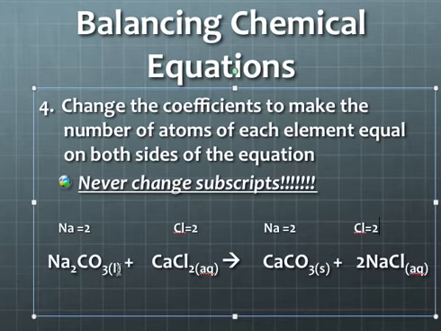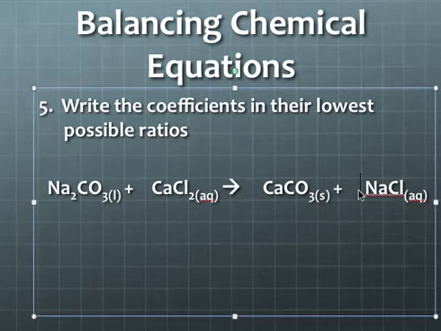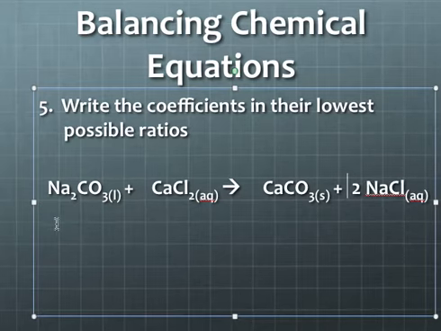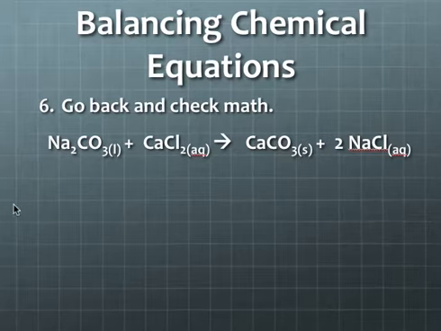That would just be a quick way to communicate the coefficients on this equation here. Okay, the last thing to do is to always make sure that you are in your lowest possible ratios. And since our balanced equation was 1, 1, 1, and 2, that is the lowest possible ratio for that reaction. It's always nice to go back and check the math, make sure that you're correct. So there's always a way to go back and check your answer.